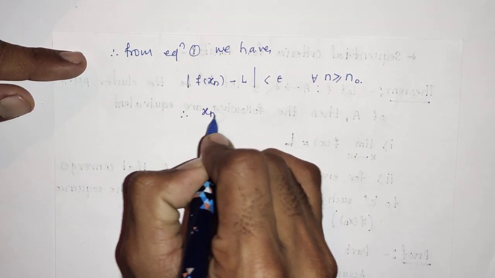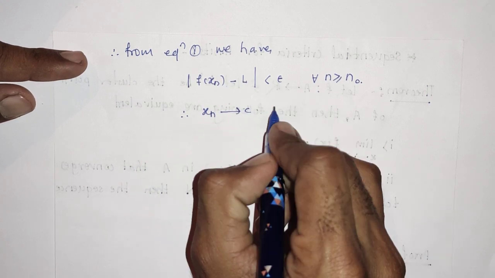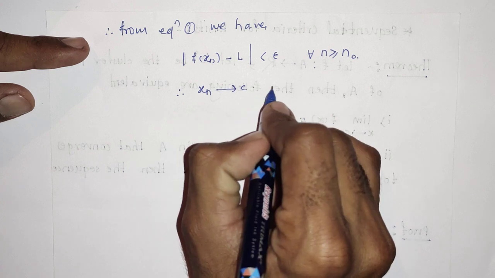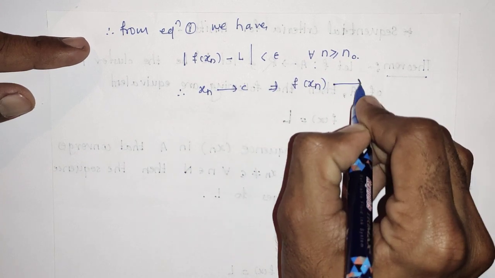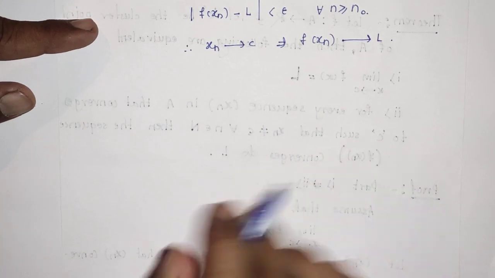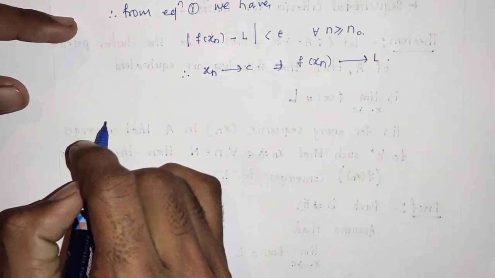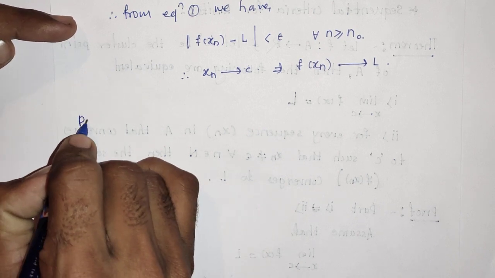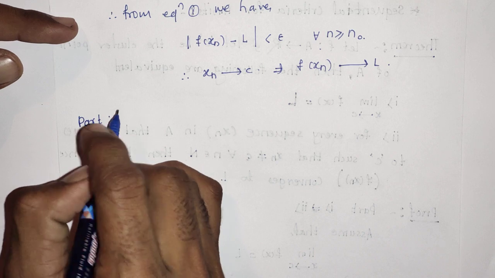Therefore, if our xn converges to c, then f of xn converges to L, by definition of convergence of sequence. Hence, the proof of the first part. Now, the second part. In the second part, we have to assume the second statement and prove the first one.